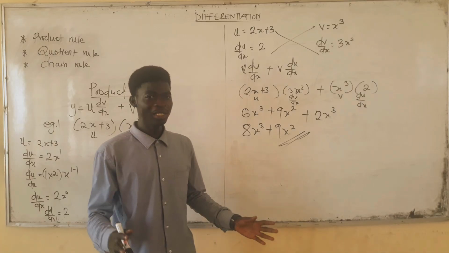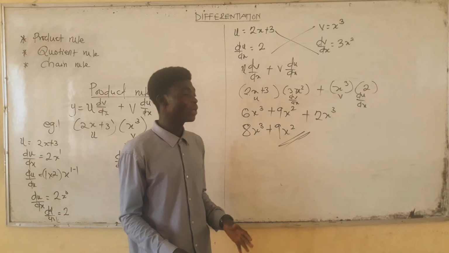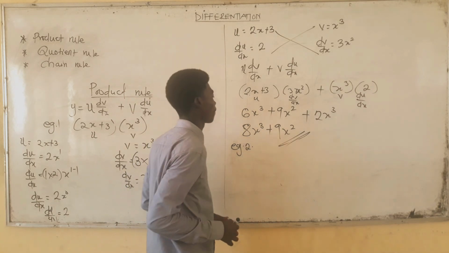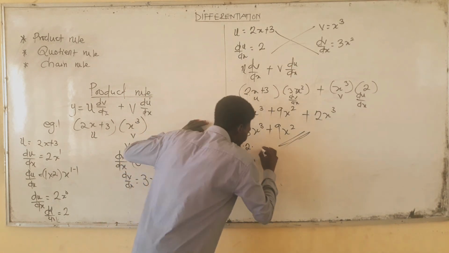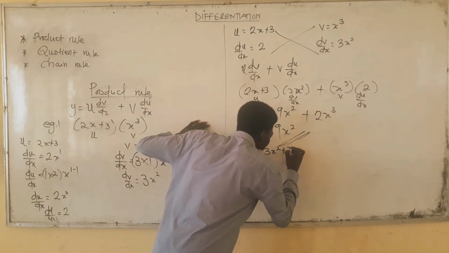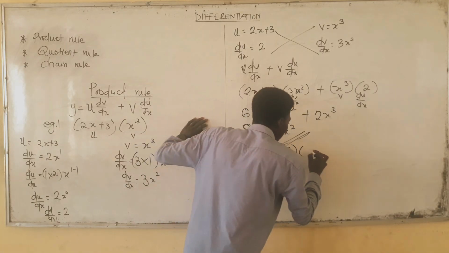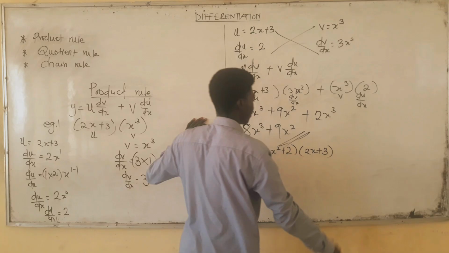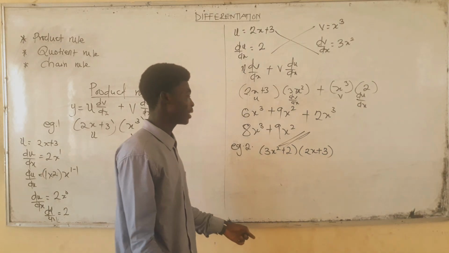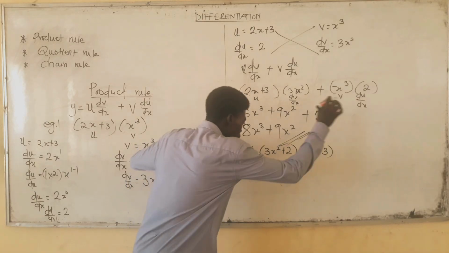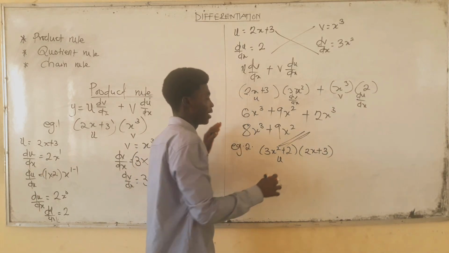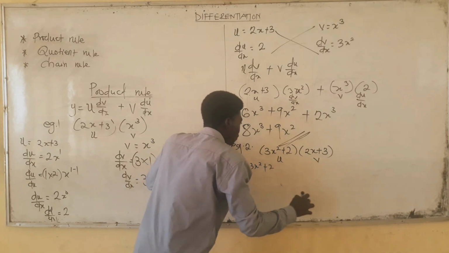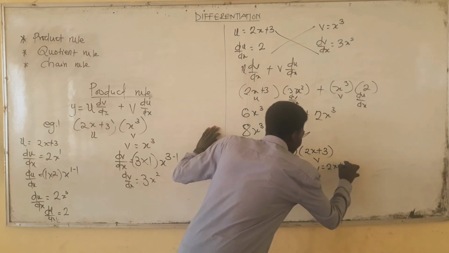Now, I believe you understand this very well. If you understand, let's give a different example. So we have example 2. The next example, we have 3x squared plus 2 multiplying 2x plus 3. This is a different example, and let's see the solution for that. We know that our u is the first one, and then our v. So u is 3x squared plus 2, and our v is 2x plus 3.